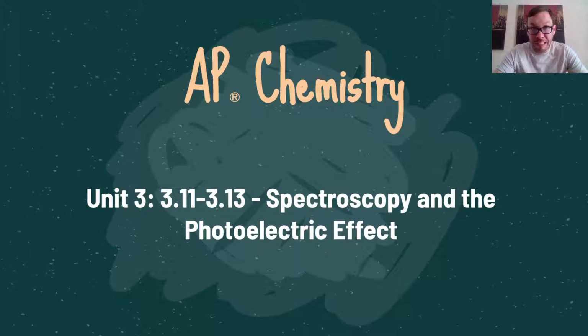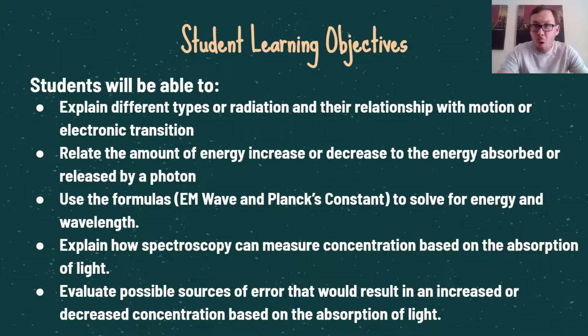So let's get started. Hopefully by the end of this video, you'll be able to explain different types of radiation and their relationship with motion or electronic transition, relate the amount of energy increase or decrease to the energy absorbed or released by a photon, use formulas to solve for energy and wavelength, explain how spectroscopy can measure concentration based on the absorption of light, and evaluate possible sources of error that would result in an increased or decreased concentration based on the absorption of light. So we've got a lot we need to cover today. Let's go ahead and get started.